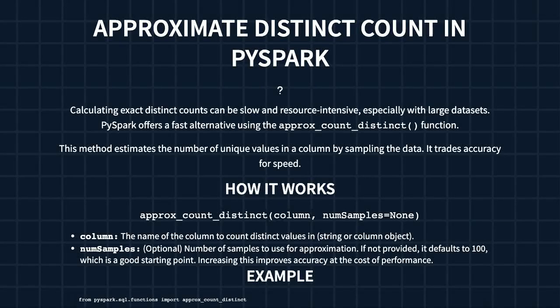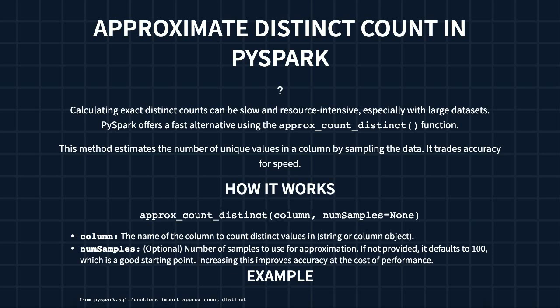Let's talk about approximate distinct counts in PySpark. When you need to know roughly how many unique values are in a column, especially on very large datasets, the exact count can be extremely slow. That's where approx count distinct comes in. It's a function that gives you an estimate by sampling the data. It's like taking a snapshot of a huge collection and counting how many different items are in that snapshot. It won't be perfect, but it will be much faster than counting everything.